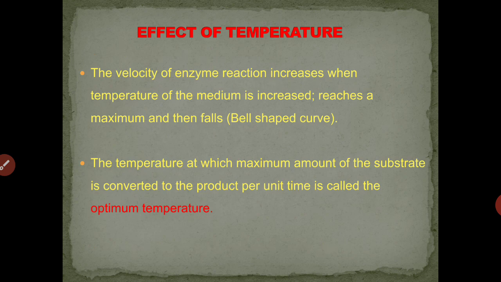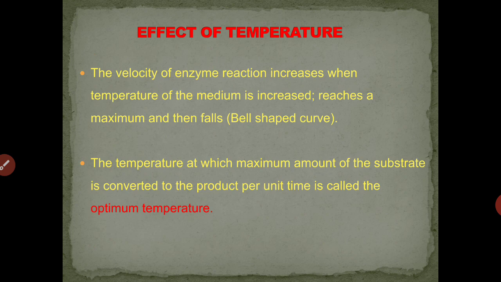So coming to the effect of temperature. The Km will be asked as a 2 or 3 marker question separately, and its significance. Okay, so coming to the effect of temperature. The velocity of the enzyme reaction will always increase when the temperature of the media is increased, and it reaches a maximum. Then further increase in the temperature will decrease the enzyme catalyzed reaction. That means the velocity falls. That is how you will get the bell shaped curve when you plot the catalyzed reaction versus temperature.